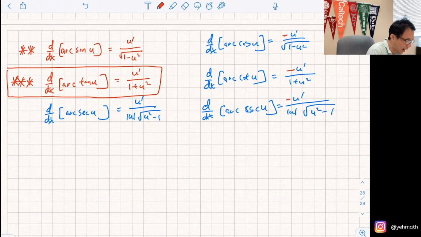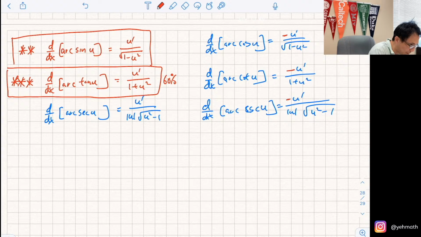This one is going to happen almost 60% of the time, and this one is going to happen maybe 30% of the time. Now, 10% of the time, it's going to be the other 10. Remember, there's only 5% of a chance that this will show up on the test, or 10% of a chance. So there's almost no need to worry about the blue one. The blue one's almost insignificant.